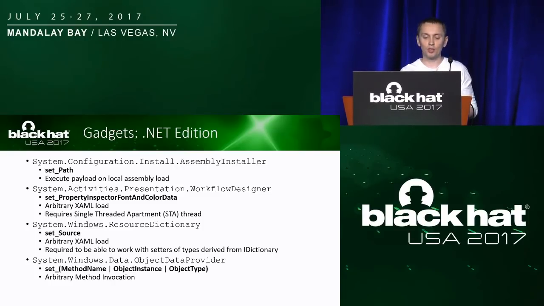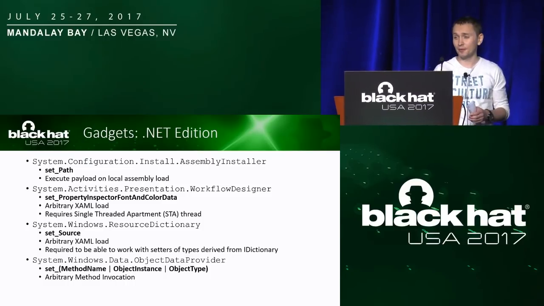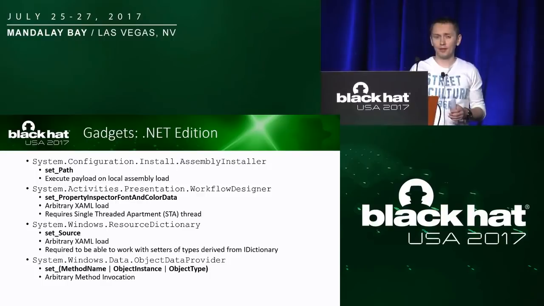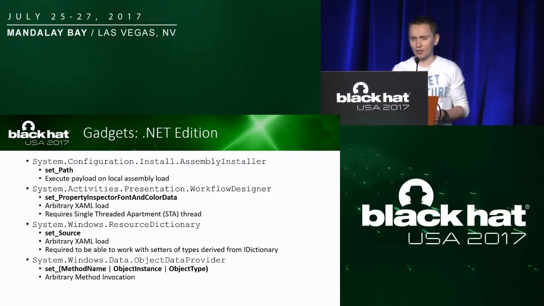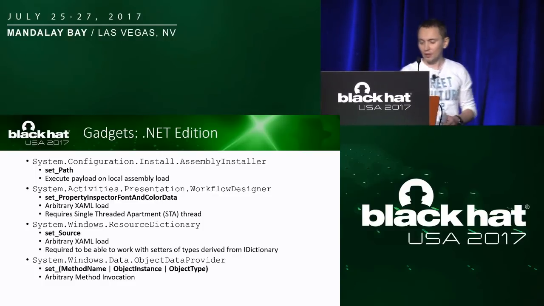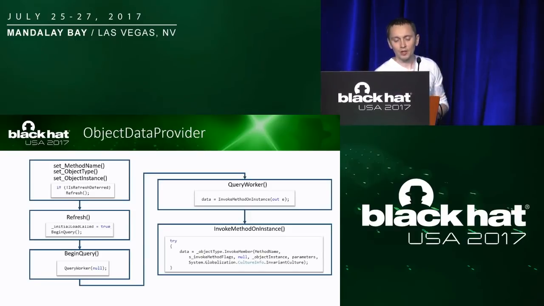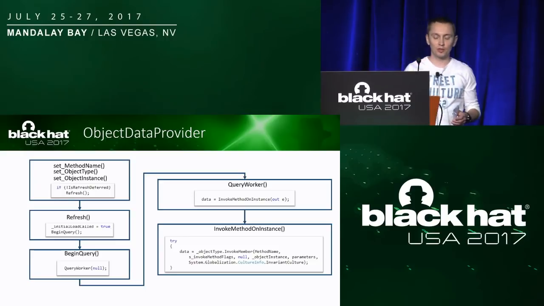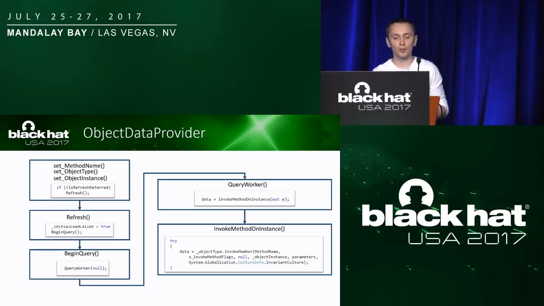This type does not have a default constructor, but very often the parser can do this. And finally, our gadget in the ObjectDataProvider type. It's quite flexible and allows us to use a lot of attack vectors. So as a result, we were able to use this gadget in almost all our unmarshallers and formatters. Let's have a closer look at it. So it's a call diagram. The setter will call the Refresh method. Refresh will invoke BeginQuery. BeginQuery will call QueryWorker. And finally, in InvokeMethodOnInstance, we can see the line that will call our arbitrary method.